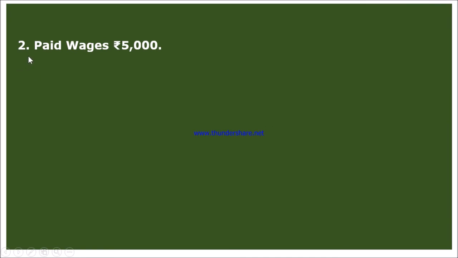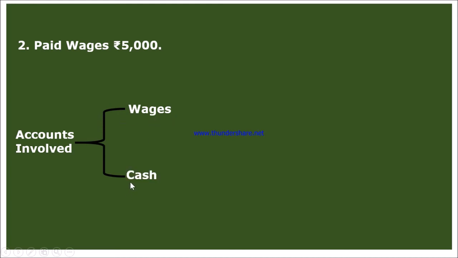Next, if you take another example, paid wages 5,000. Let us see what accounts are involved here. The two accounts here are wages and cash. Let us see what the characteristics of wages are, or which category it belongs to. It belongs to expense, because you need to pay wages to earn revenue. That's why it is an expense. And as the business is paying the wages, the wages will increase. Now, if the expense increases, then what do we have to do? We have to debit it.